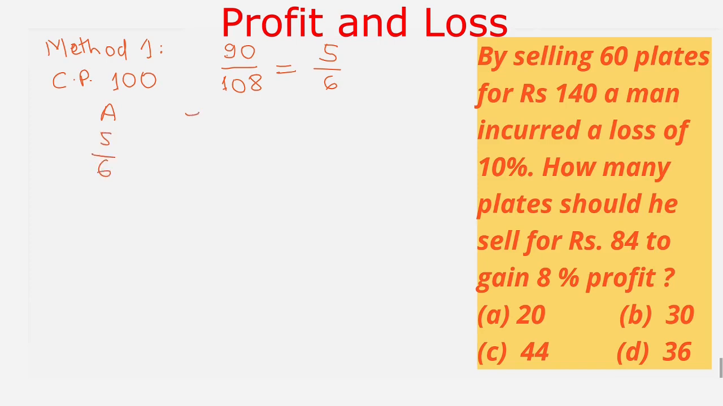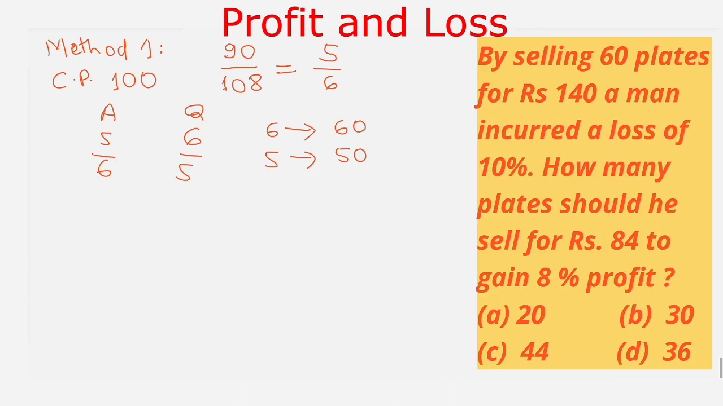It means that our quantity should be the reciprocal of it, and that quantity should be 6:5. Earlier, we were selling 6 articles. That's why we were incurring the loss of 10%. Now, for a profit of 8%, we should sell 5 articles for the same amount. Here 6 is equivalent to 60 plates. Therefore 5 is equivalent to 50 plates. It means that if we had sold 50 plates for rupees 140, we would have gained a profit of 8%.